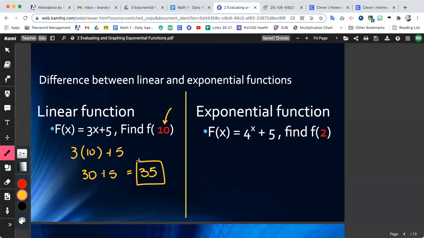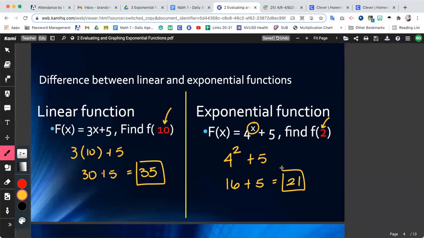Okay, super easy. Now, with the next function, the exponential function, we're replacing x with 2, but instead of multiplying, x is now our exponent. That's our variable. So we keep the 4, and then instead of x, I put 2. So now that's 4 squared. And then we're going to add 5 to that. So remember, order of operations, I'm going to do my exponent part first. What is 4 squared? 4 times 4, which gives us 16. And then we're going to add 5 to that. And so our final answer is 21.